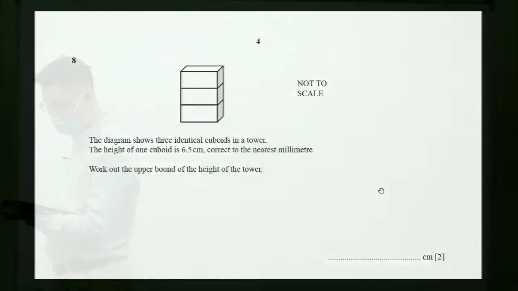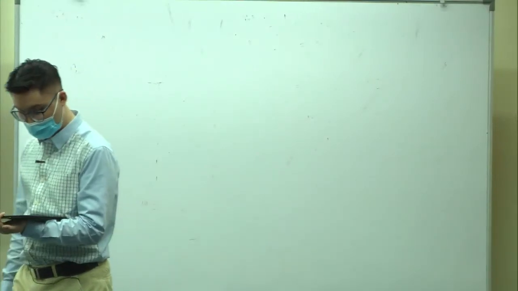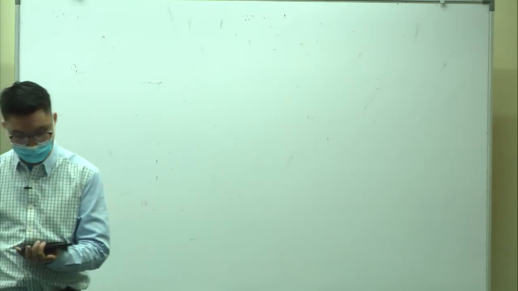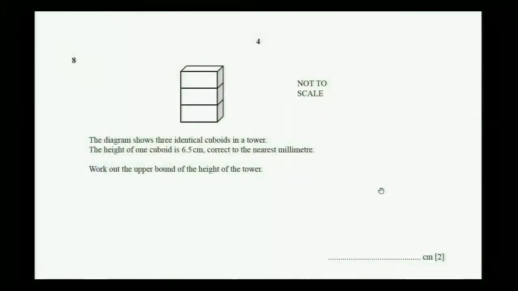the diagram shows 3 identical cuboids in a tower. The height of one cuboid is 6.5 cm, correct to the nearest millimeter. So work out the upper bound of the height of the tower. So, okay, the height of one cuboid is 6.5. This 6.5 is already corrected to the nearest millimeter. But the question asks for the upper bound for the height of the tower. You see, this question asks for the upper bound.